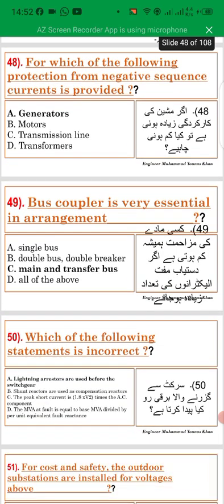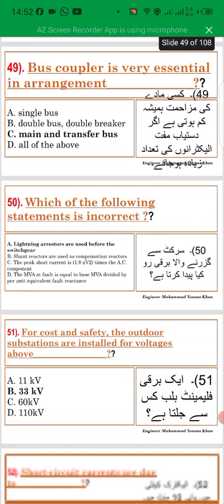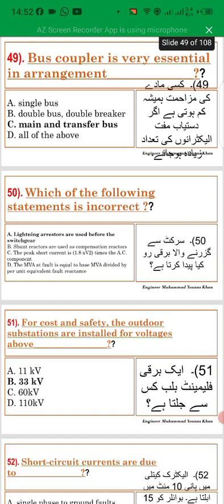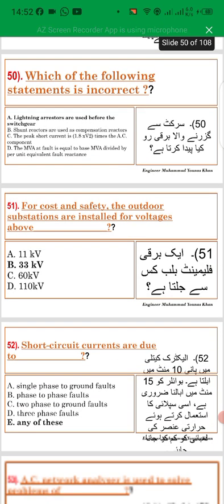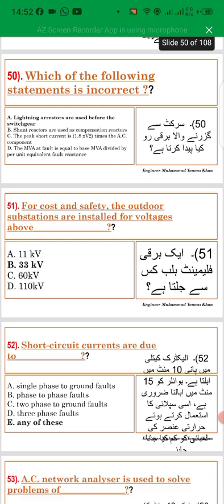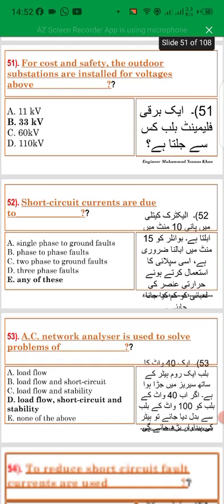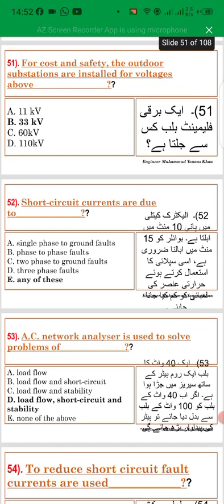For which of the following protection from negative sequence current is provided? Generators. Bus coupler is very essential in arrangement main and transfer bus. Which of the following statement is incorrect? Lightning arrestors are used before the switchgear. For cost and safety, the outdoor substations are installed for voltage above 10 kV.